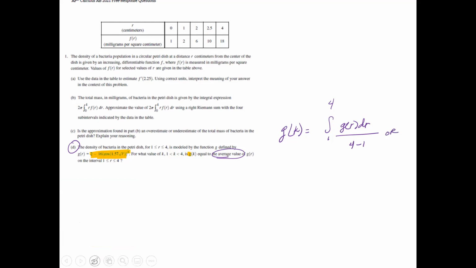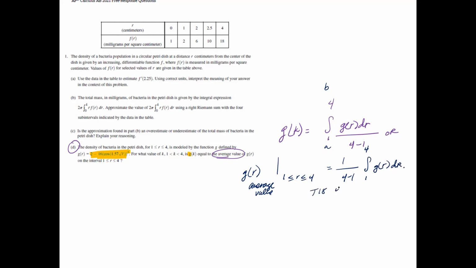So another way of interpreting this is because it will be with the average value. Remember the average value formula: g of r is equal to, and this is the average value, you're going to evaluate it between 1 to 4, is equal to 1 over, remember it's b minus a, so here is a, here is b, so 4 minus 1 times the integral between 1 to 4, g of r dr.